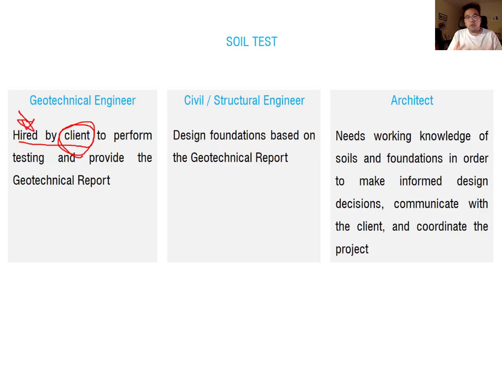The geotech information is really important to the design of the building. If the geotech engineer provides wrong information, the whole building could turn dangerous later. So that's why as architects we have to avoid this responsibility. If we hire the geotech engineer, all the responsibility falls on us. So that's why as architects, we ask the client to hire the geotech engineer.